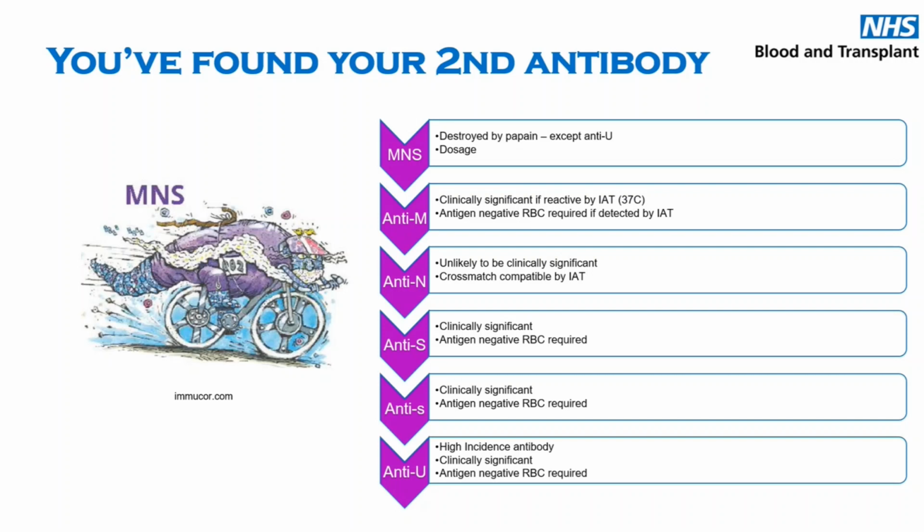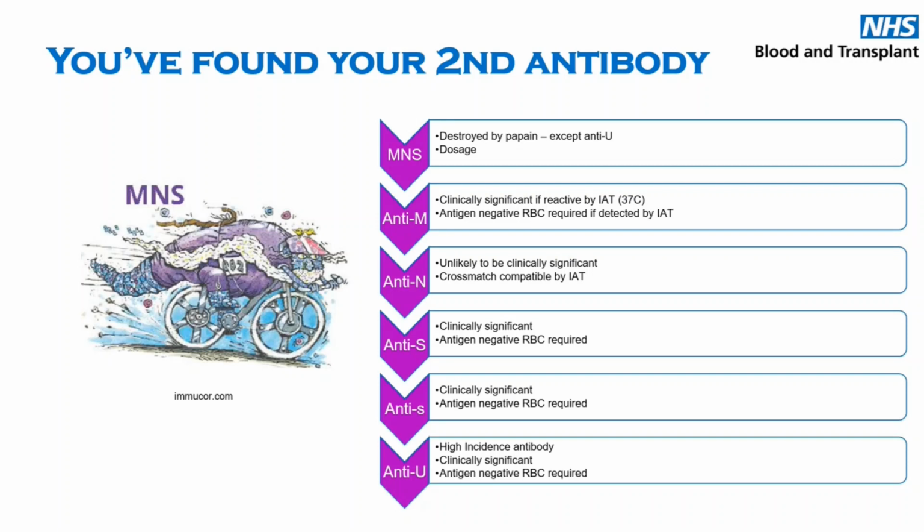Anti-N is unlikely to be clinically significant, and these anti-M and anti-N can predominantly be IgM antibodies, but you do see them reacting at 37, which would be IgG. But it's very common to have these as cold IgM antibodies. So anti-N is just crossmatch compatible by IAT. Anti-big S and anti-little s are clinically significant, whether they're reactive by IAT currently or they're just historical antibodies, and you must give antigen negative blood in those cases. It's more clinically significant than anti-M and anti-N.